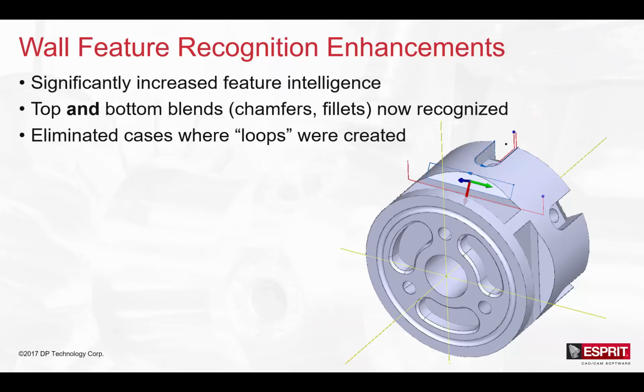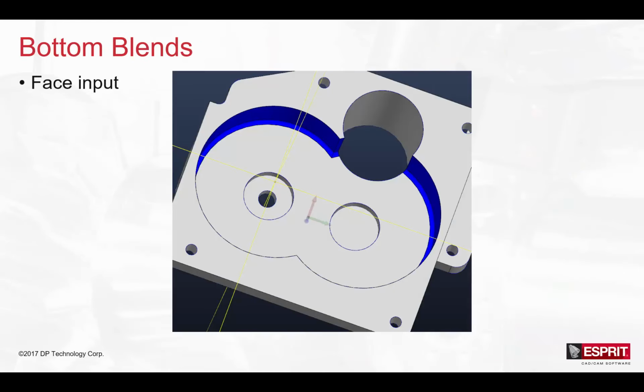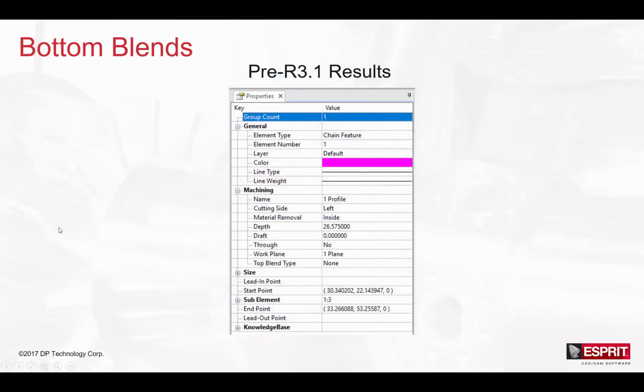Now, those cases where perhaps there was more than one path for the wall feature recognition to take, and it got confused. Well, now it's much smarter and it knows exactly what to do. Here's an example of bottom blends. So this was the face input inside of ESPRIT TNG, and prior to release 3.1, you would get this. You'll notice that there is no bottom blend type. There is just a top blend type. And once we switch to ESPRIT TNG, you'll see that there is both a top and a bottom blend type.